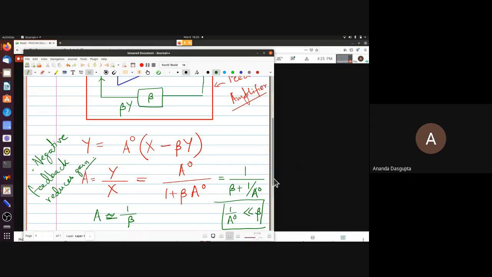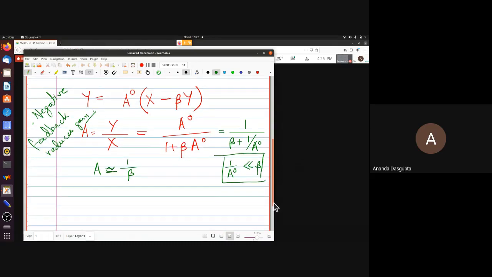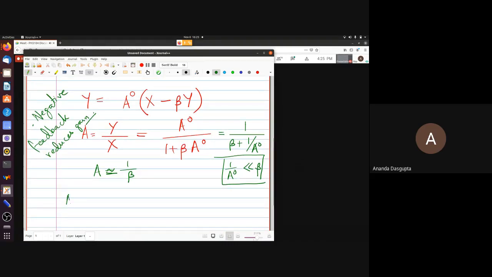So let me just give you an example with numerical values. Let's say A0 is 200, and beta is 1 by 10. So the actual A is going to be, of course, 200 by 1 plus 20, right? So 200 by 21, a bit less than 10.